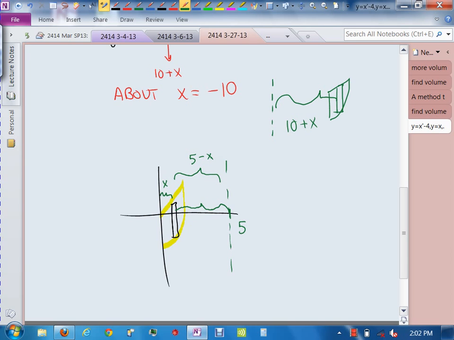If the rectangle was on the negative side, you would still add, right? It would be 5 plus x, if your region was on the other side, because it's still a distance. Yes.